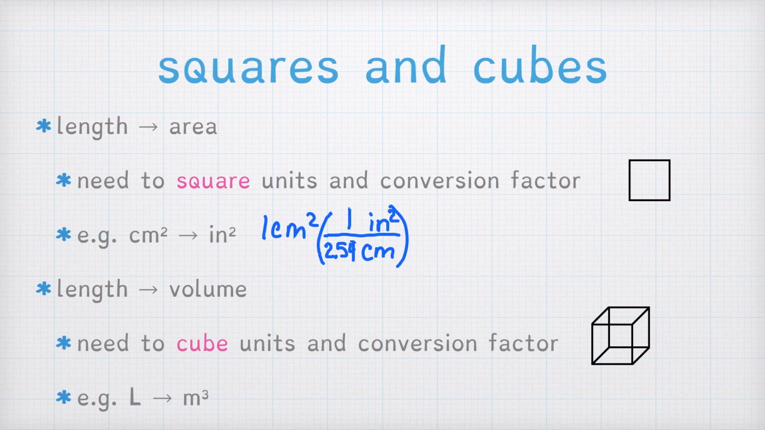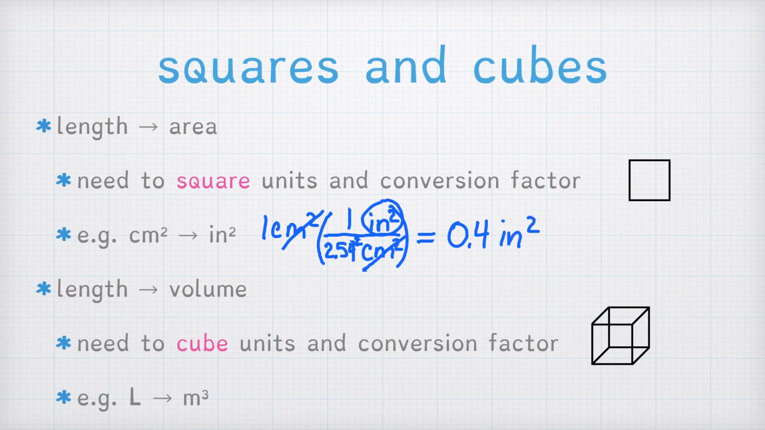I have inches squared, 2.54 squared, and centimeters squared. And now my units match each other. So the centimeters squared will cancel, and I'm left with the units of inches squared. And then mathematically this works out to 0.4 square inches.